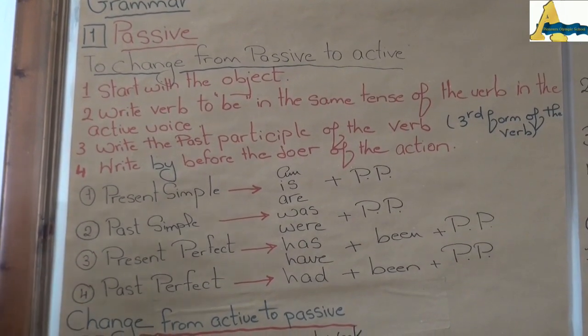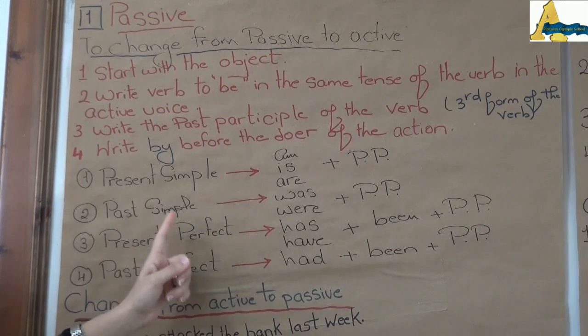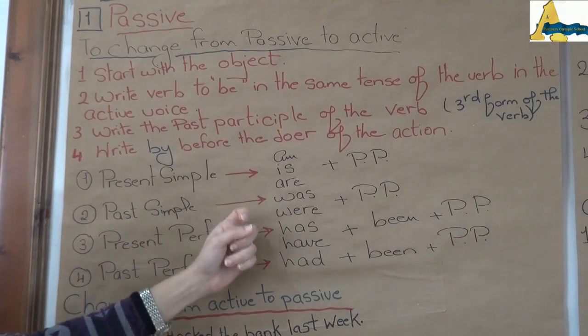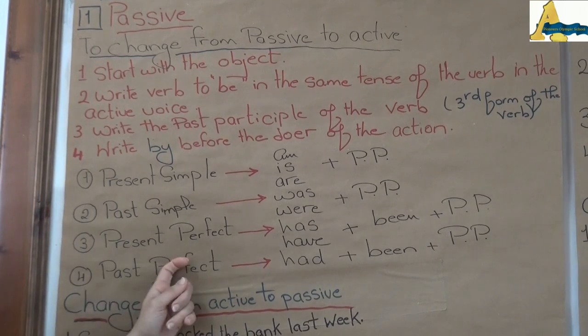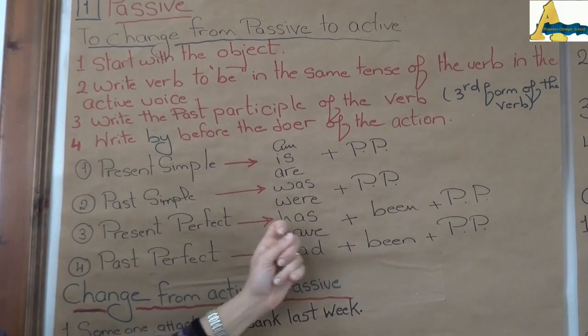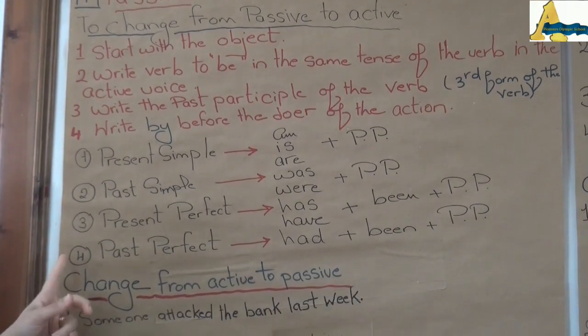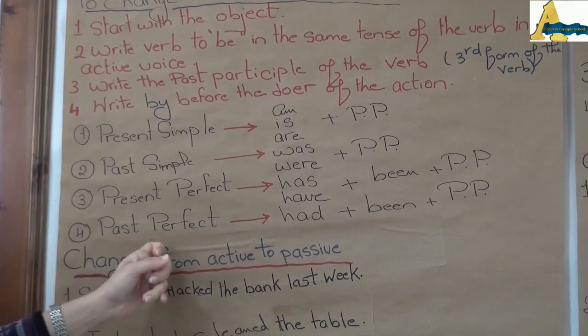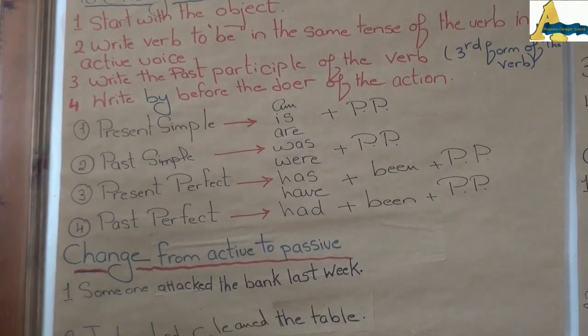What about if I have the verb written in the past simple? When the verb is written in the past simple, I have to change it to was or were plus the past participle of the verb. Present perfect: has or have, plus been, plus the past participle. And the last tense we've taken is the past perfect. How can I change it? Had plus been plus the past participle.